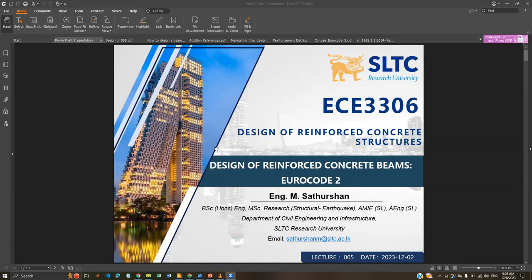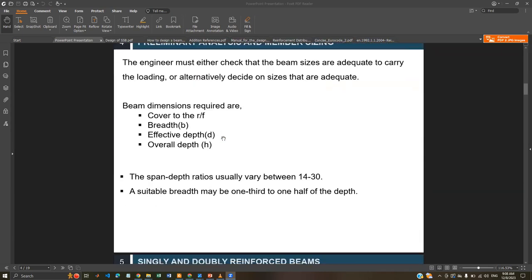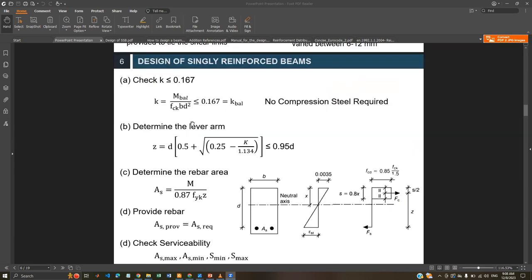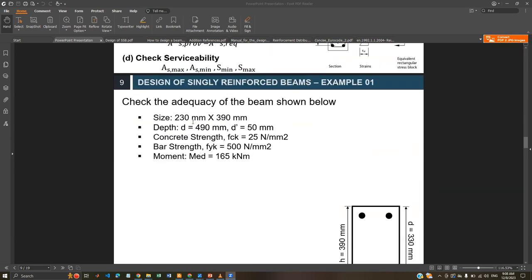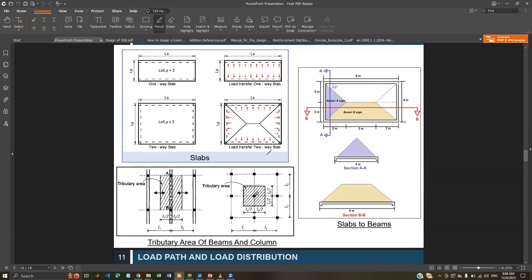All right, so what we have seen in the last classes, right? We have studied single and double reinforcement cases. In addition to that, what we have learned is the load distribution, how it's going to happen, right? If you want to know further about these things, these are the load patterns that have been defined based on the yield line theory.